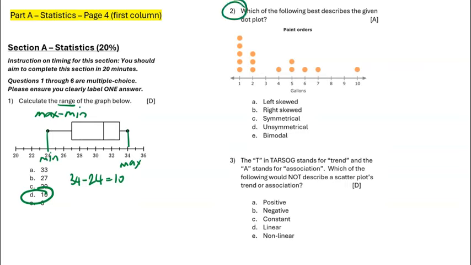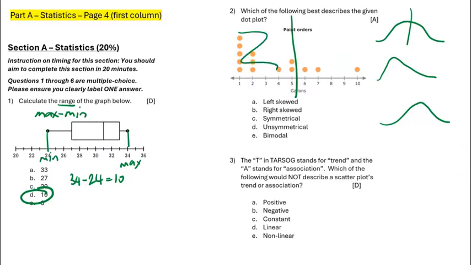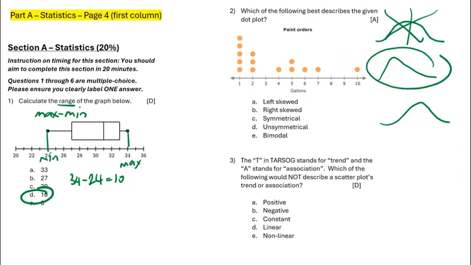We're now on to question number 2. Which of the following would best describe the given dot plot? We're trying to describe this graph over here. Generally speaking, there's a couple of ways to describe a dot plot. It could be symmetrical, it can be right skewed, or it can be left skewed. We don't have symmetrical here, because we can't draw a line in the middle. This side does not match this side, so it's not symmetrical.